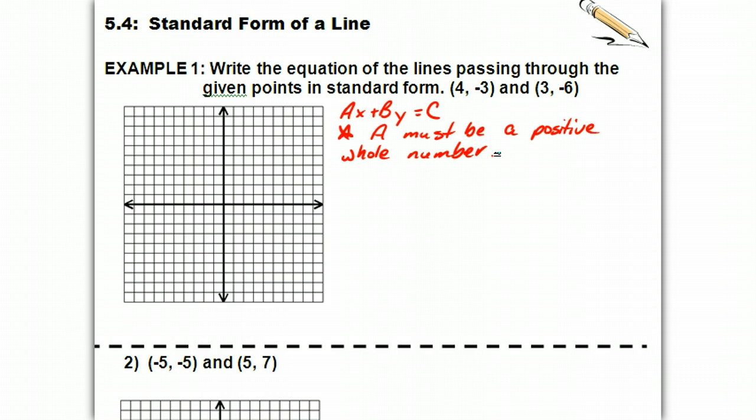Okay, so if we're looking at a standard form, let's see what our question is here. Write the equation of the lines passing through the given points in standard form: 4, -3, and 3, -6. So let's go ahead and see what this picture looks like. So 4 and -3 is there, and 3 and -6 is that one there. Okay, so we're going to want to go ahead and find a slope.